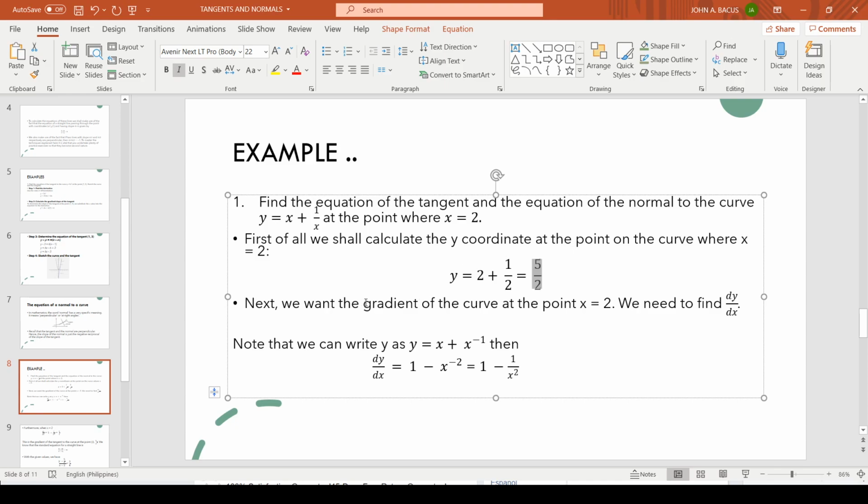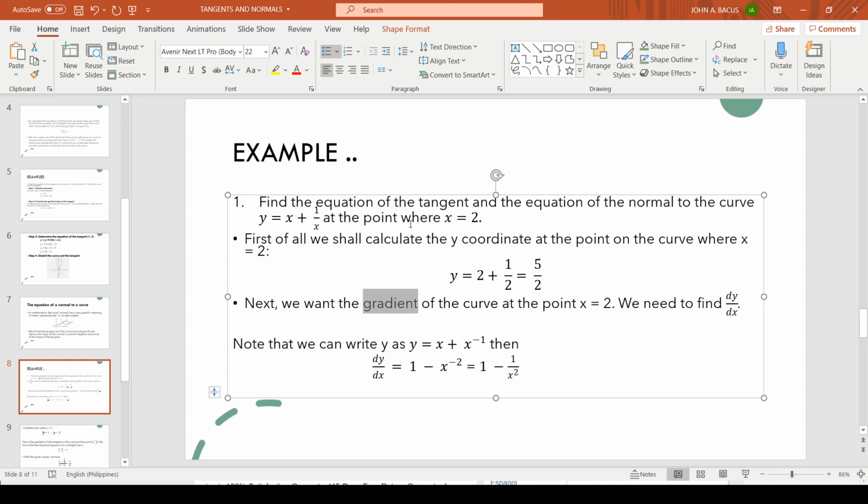Okay, so next we want the gradient. Guys, if you read gradient in the exam, that's just equal to slope. Gradient and slope are the same. So we want to find the slope at the point x is equal to 2. So we need to find the first derivative. Remember again that to find the slope of an equation, you have to derive the equation. So the change of y over the change of x is just equal to the slope.